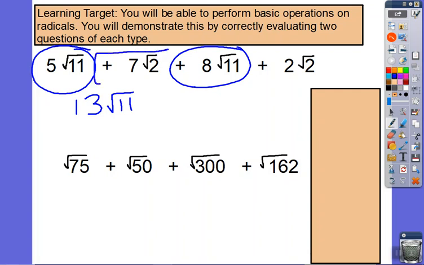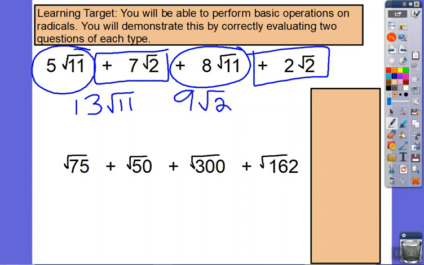And then I've got this one that's a square root of 2 and this one that's a square root of 2. So I can add those. 7 of them plus 2 of them makes 9 of that same thing, that square root of 2. I need a sign in between them, so please don't forget to use whether it's positive or negative. In this case, it's a positive 9, so I'll use a plus.